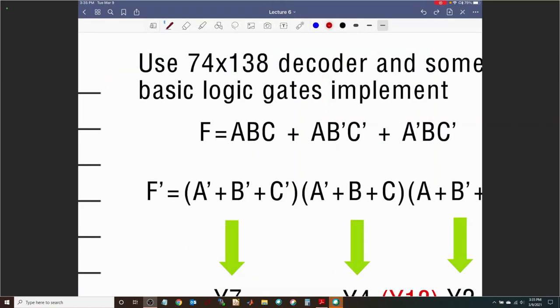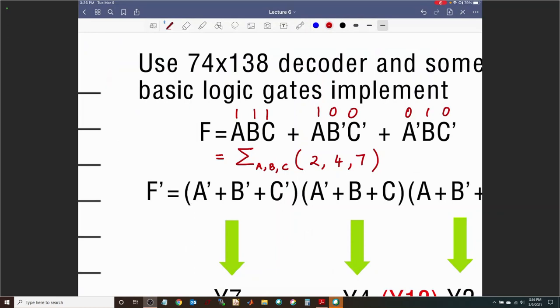Let's say my input order is ABC. What should I write here? Two, four, seven. Why seven? So ABC, that's 111. ABC, 100. ABC, 010. Right? So that would be minterm 7, minterm 4, minterm 2. Right?